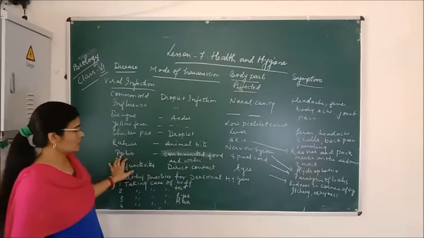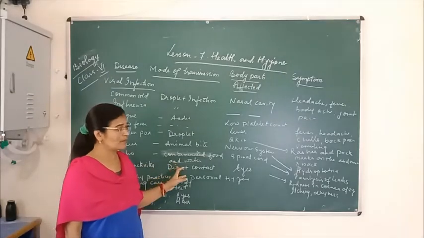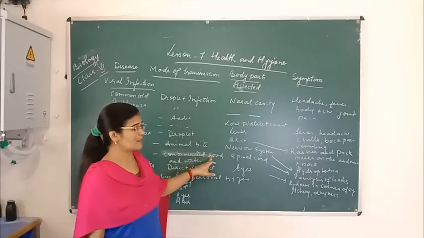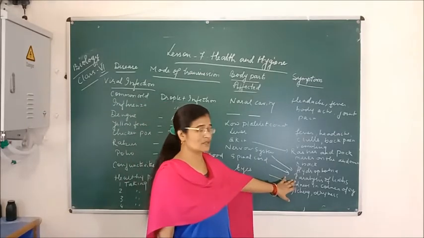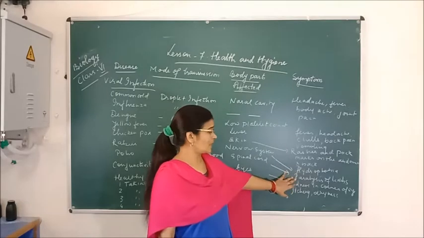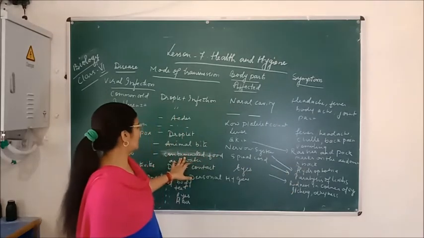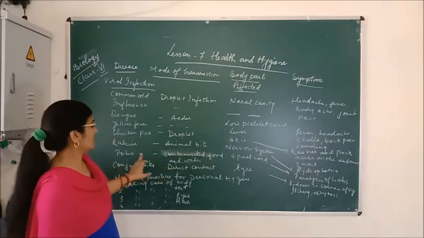Polio is mainly caused by contaminated food and water, and mostly polio affects the nervous system, and in polio what happens is paralysis, the limbs become paralyzed. So that is the main symptom of polio, and it is transmitted through contaminated food and water.